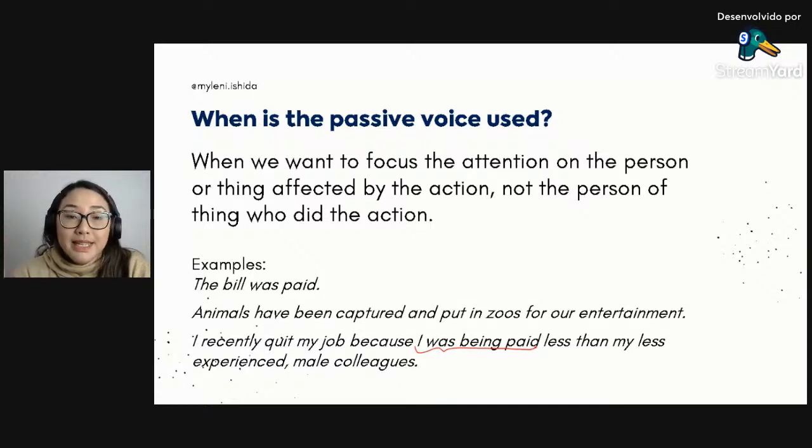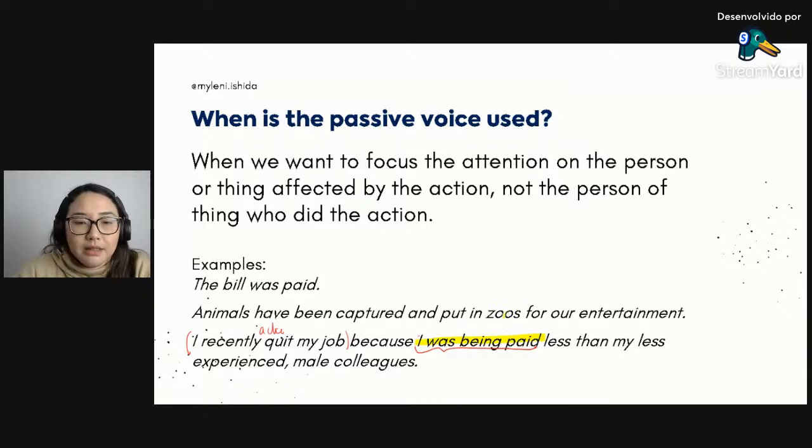So I was being paid. If I ask you, who was paying me? You say, the company, the boss. It's implicit. Actually, it's irrelevant because you understand what I mean. I'm talking about my job, so probably my boss and the company. Okay? So I recently quit my job. This first part of the sentence, I recently quit my job, this is the active voice. This is not my focus on this sentence. I was being paid. This is my focus.